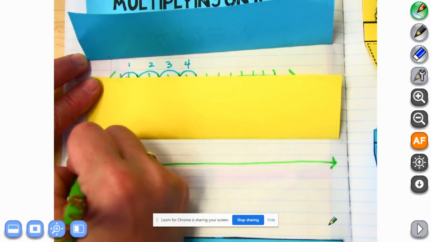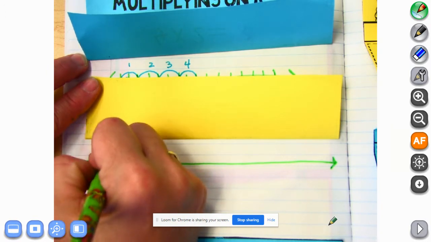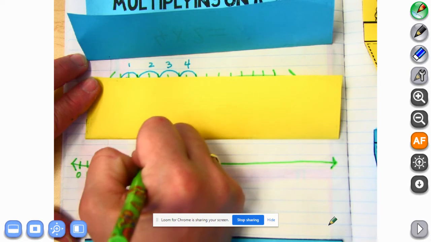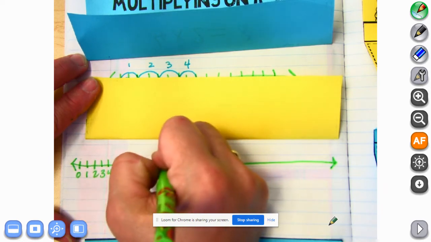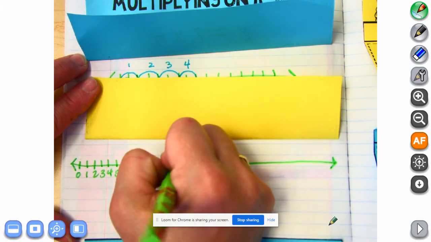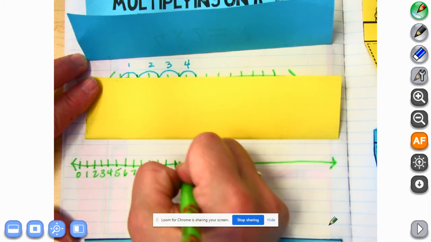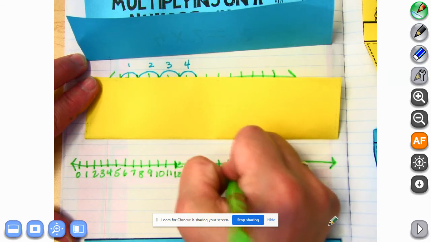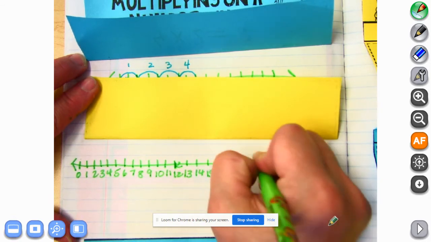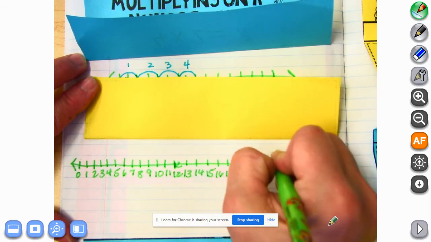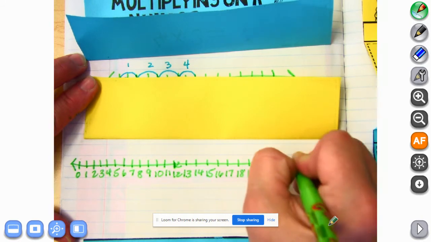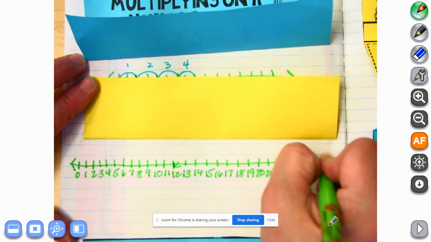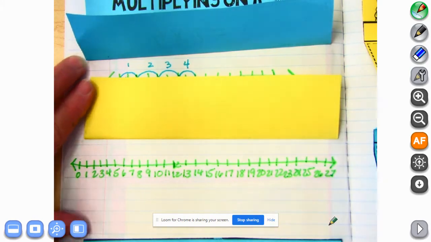I'm going to number it. 1, 2, 3, 4, 5, 6, 7, 8, 9, 10, 11, whoopsie, I'm supposed to write my 12 down here. 12, 13, 14, 15, 16, 17, 18, 19, 20, 21, 22, 23, 24, 25, 26, 27. I don't think that's going to be enough, but let's try.